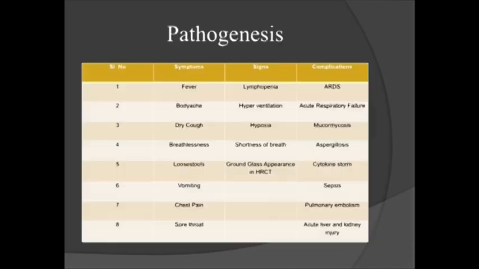We can see many complications, like respiratory system complications such as ARDS, acute respiratory failure, and sometimes it may affect other systems as well, like mucormycosis, which affects the eyes, and cytokine storm, aspergillosis, sepsis, pulmonary embolism, acute liver and kidney injury. Next.